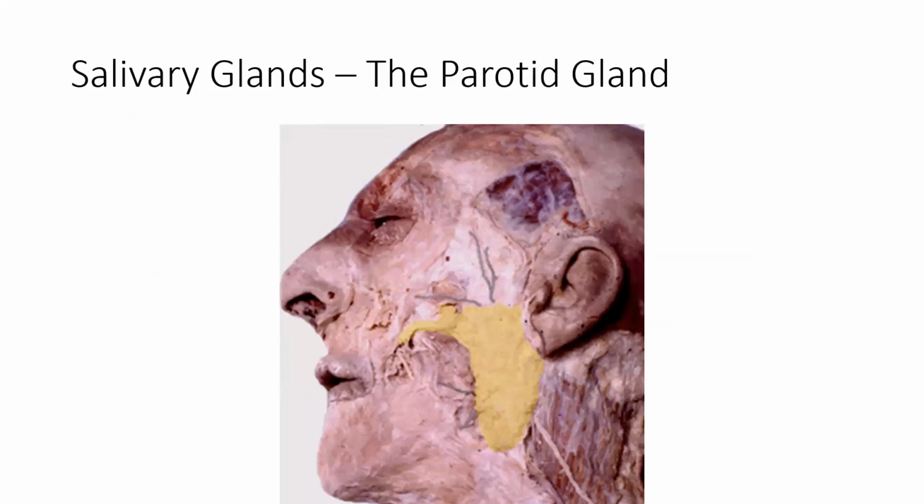Here, there's just how big the parotid glands are. We can see here in the cadaver, et cetera, if you find your earlobe, directly in front of the earlobe and down just about to the end of the mandible is where your parotid glands are located.